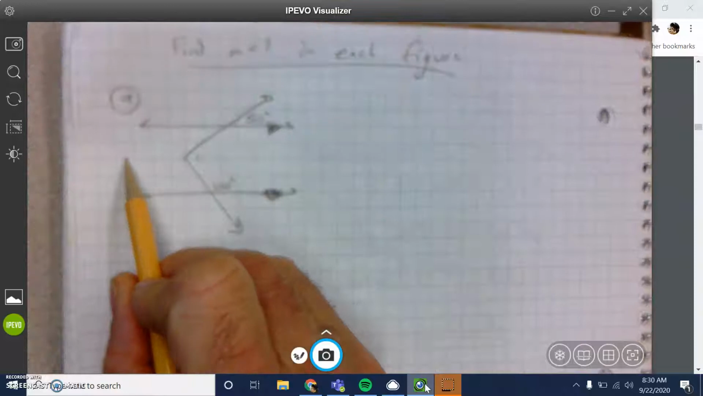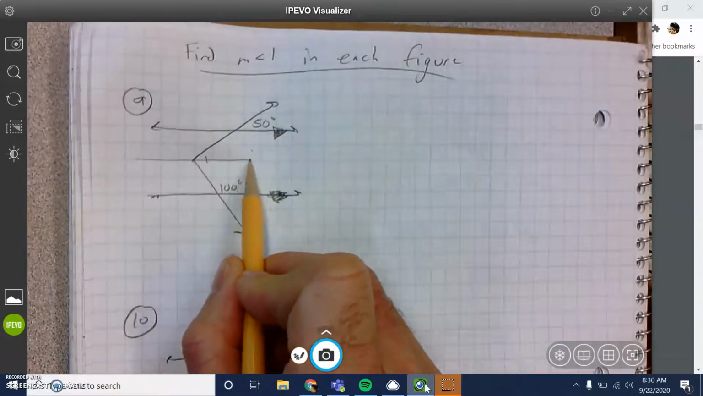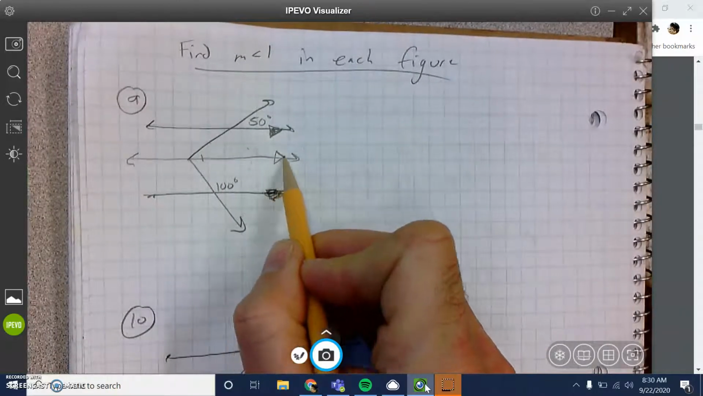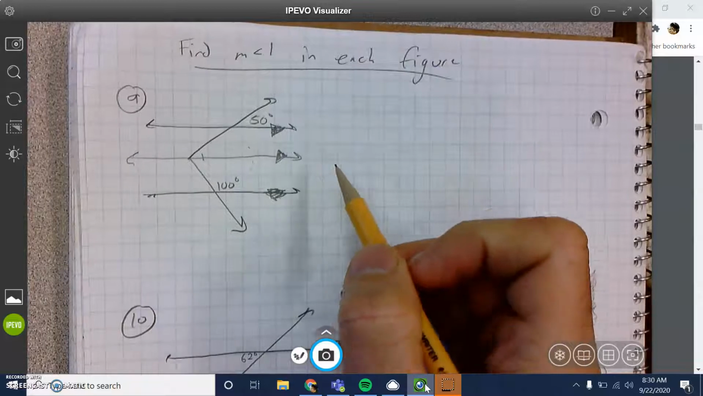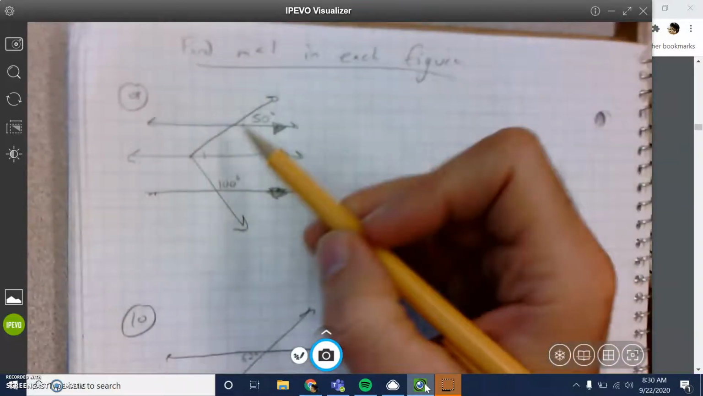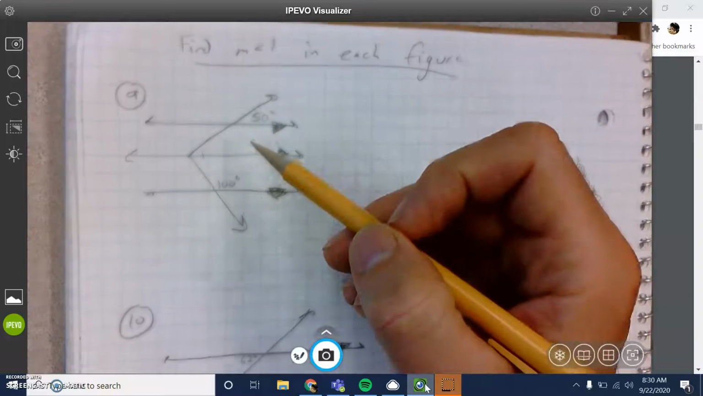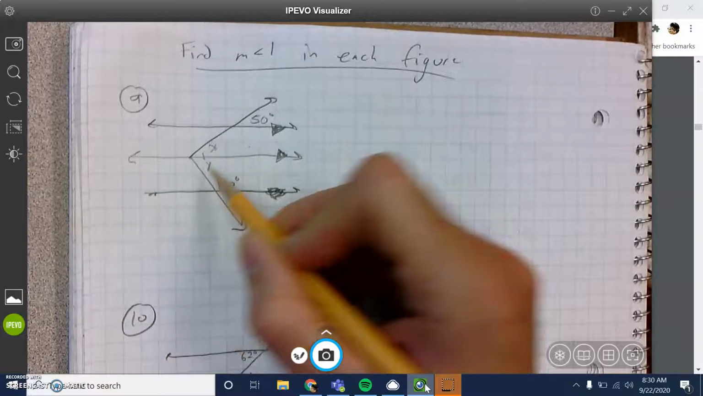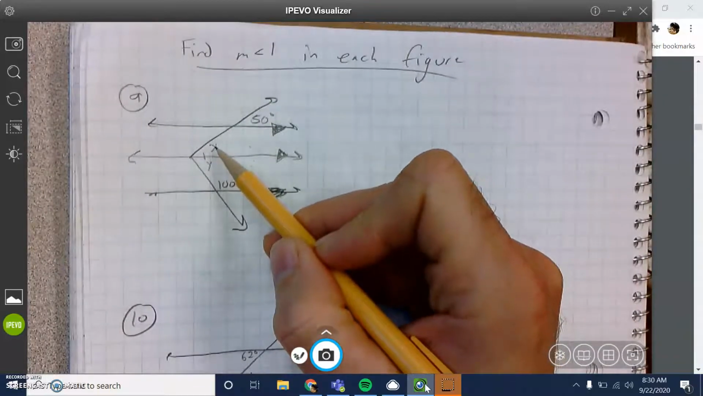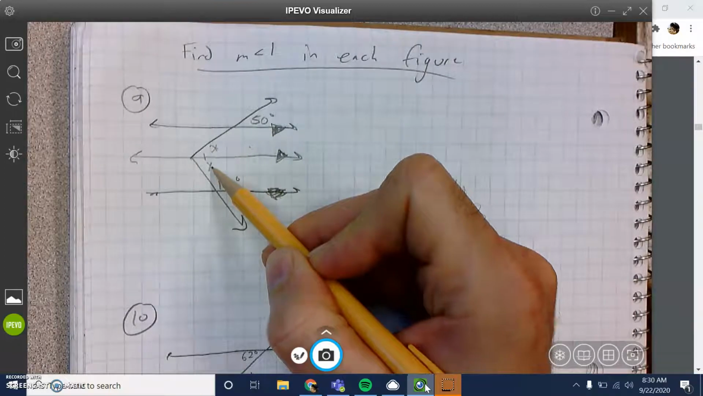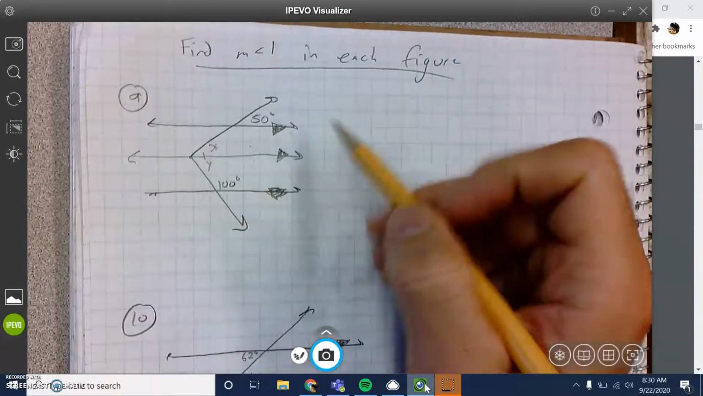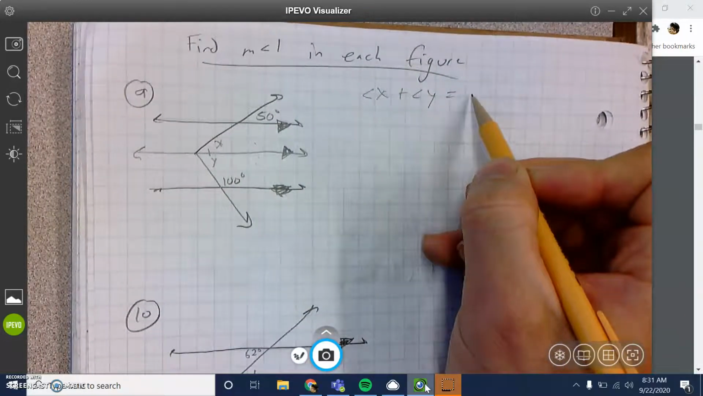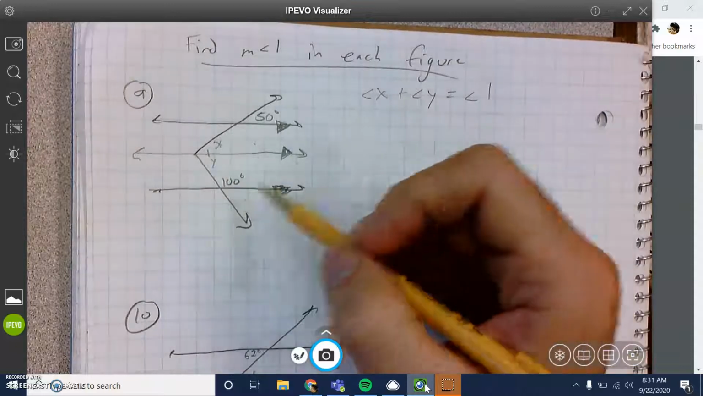And so what I'm going to do here is I'm actually going to draw another parallel line like that. That's parallel to these two. So I'm just going to make it up, and that's allowed. So I'm going to make another parallel line, and I'm going to cut this angle into 2 parts. I'm going to call this top part X and this bottom part Y. And so if I find X and Y, then I'm going to add them up and I'm going to get angle 1, because angle X plus angle Y equals angle 1 from the picture I just created.